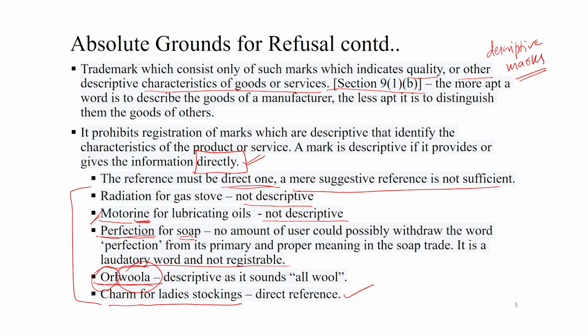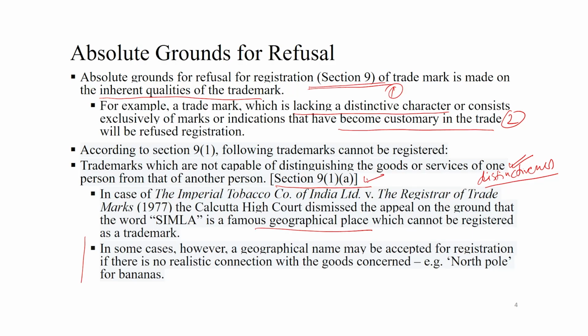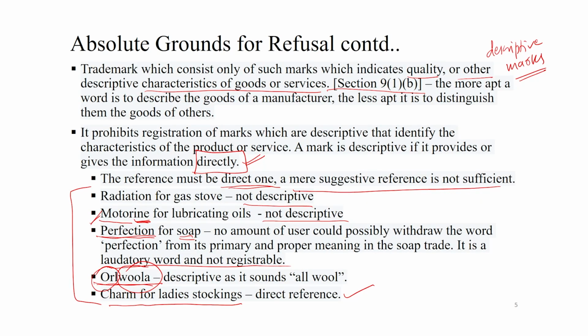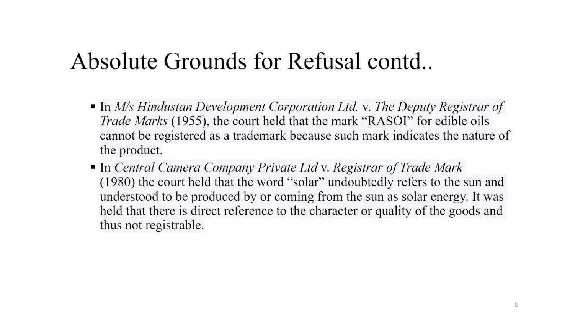Radiation was allowed for gas stove, motorine was allowed for lubricating oils, perfection, a laudatory word, is not allowed, orlvula on the basis of the way you pronounce it, not allowed, charm for ladies' stockings, it is a case of direct reference. So therefore, if you go back, 9(1)(a) is a ground where the mark lacks distinctiveness. 9(1)(b) talks about those marks which are descriptive marks, and there are more examples in Messrs Hindustan Development Corporation Limited versus the Deputy Registrar of Trademarks.